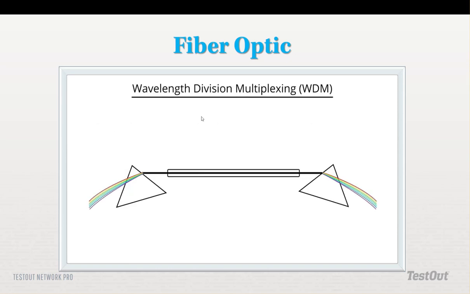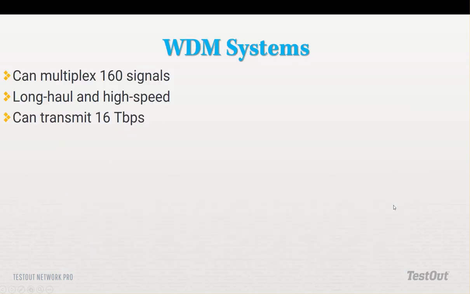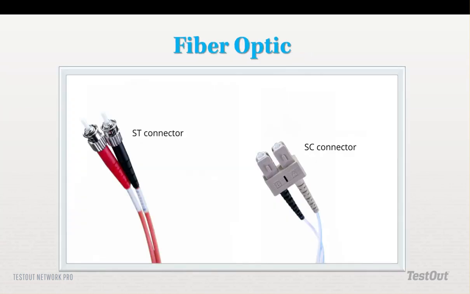This is how wavelength division multiplexing works. This is an example of it. So you can see it comes in, it gets transmitted into a single strand, and then it goes out and spreads out. And you can see it can transmit up to 16 terabits per second, which is pretty high.